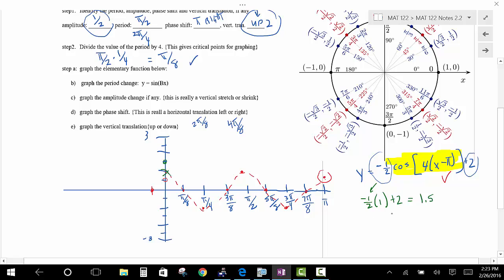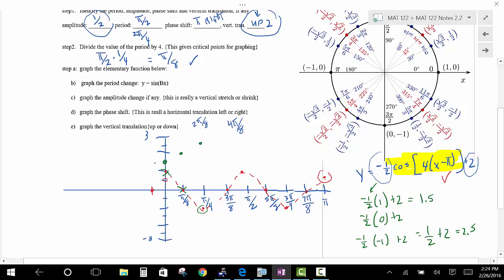Take the next one. That has a y value of 0. So take 0 times -1/2 plus 2. That gives 2. So that point translates to that point like that. Okay, take this one. This one has a y value of -1. So take -1 times -1/2 plus 2. So that's 1/2 plus 2. That is 2.5. So that point right there is going to become the maximum like that.